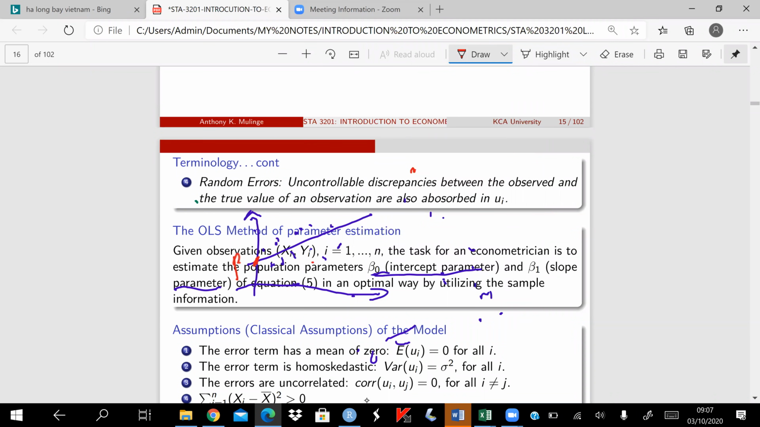Beta naught is an unknown point. You cannot just get it by speculating, and you cannot just locate it using the scatter plot. It may not be easy for you. Then beta 1 is the slope of this line.